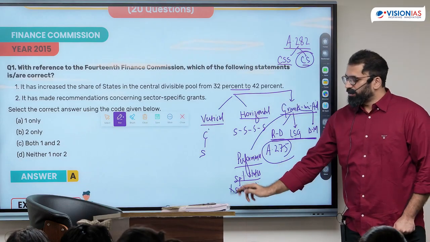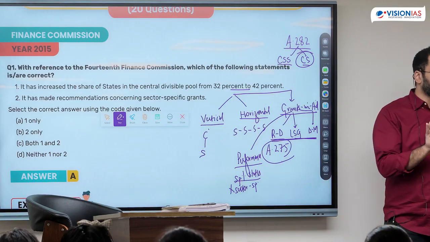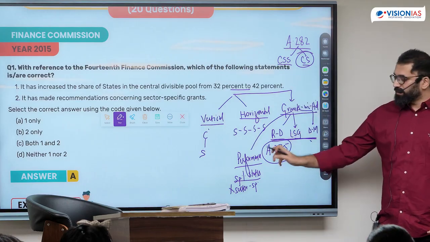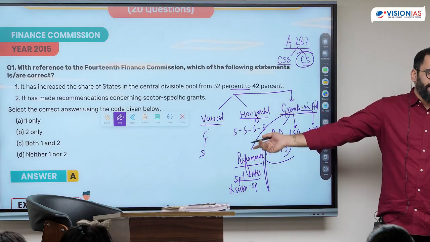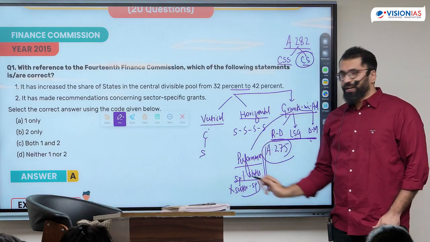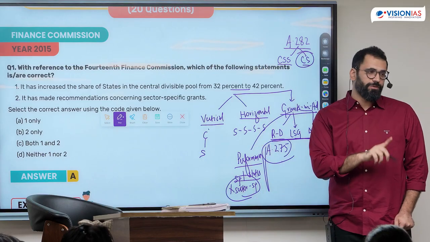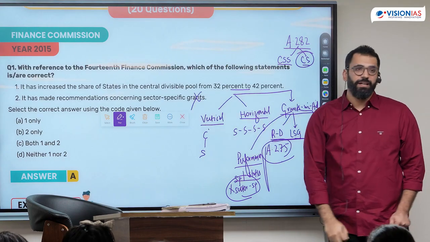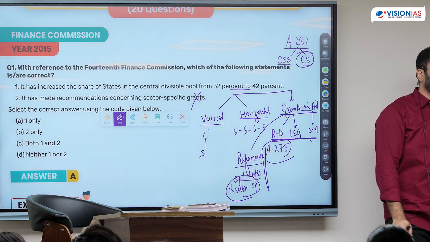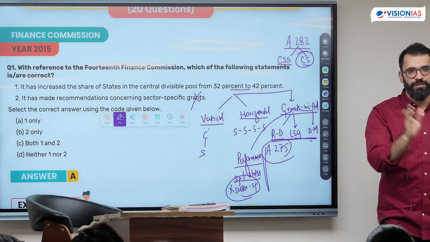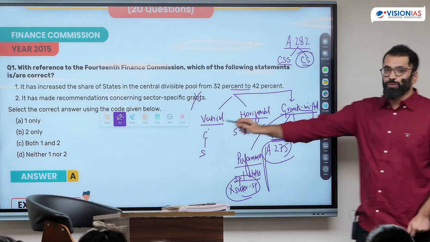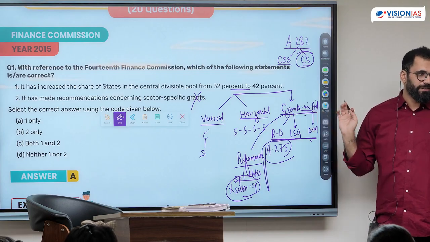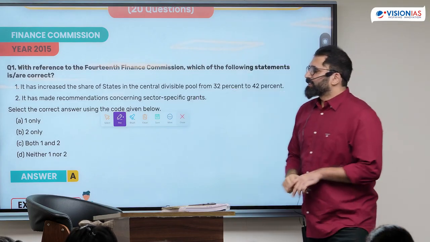The 14th Finance Commission did not give this. Every Finance Commission will have its own criteria of giving the grants. This is something all follow. Others, they could be unique to every Finance Commission. The 14th Finance Commission did not have sector specific grants, the 15th introduced it again. So this is incorrect. Whatever Finance Commission reward next year will come, the 16th Finance Commission for 2025 to 30, that becomes important, not just vertical and horizontal. You also need to know about grants in aid. Is it clear? Answer is 1 only.